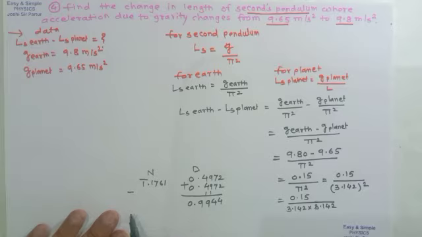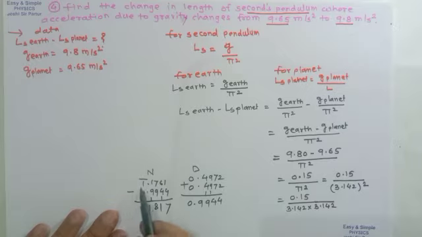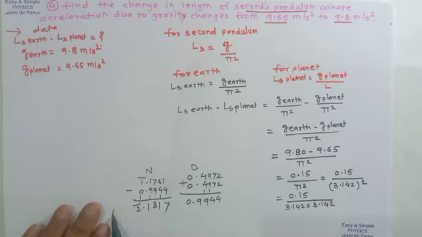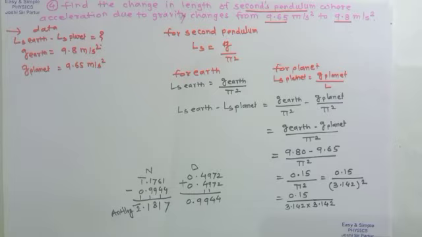1761 minus 0.9944. By subtracting 4 from 11, 7 is remaining. 5 from 6, 1 is remaining. 17, 9 from 17, 8 will be remaining. 10 from 11, 1 is remaining. And minus 1, it will be bar 2. Take its antilog. Antilog of 0.18 in 1, 7 is in mean difference, will be 1.519 into 10 raised to minus 2 meter.